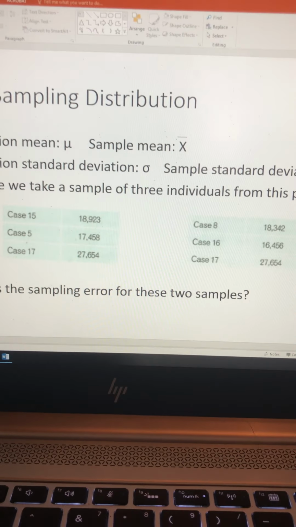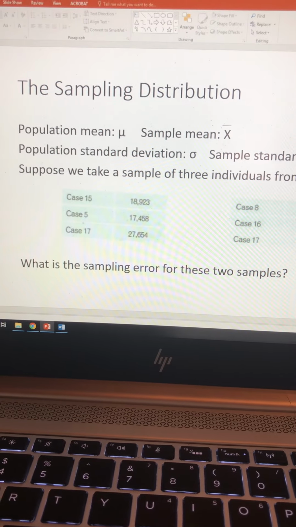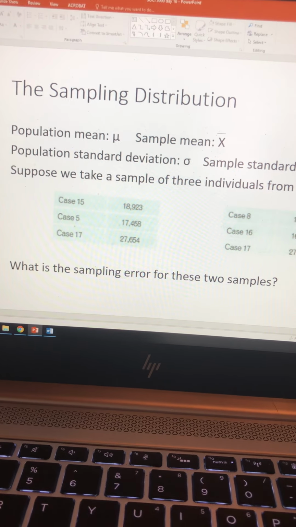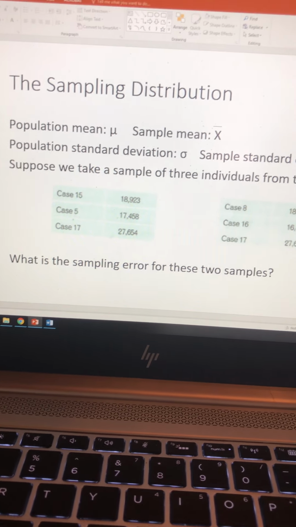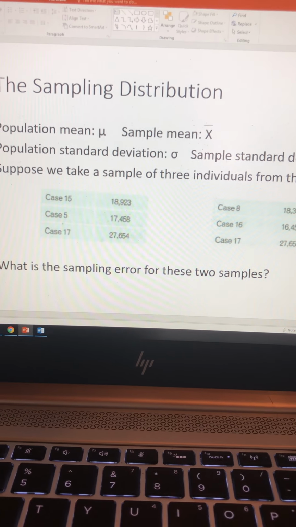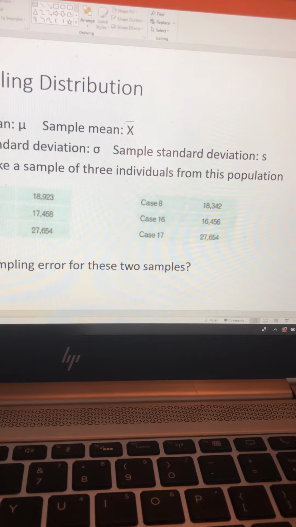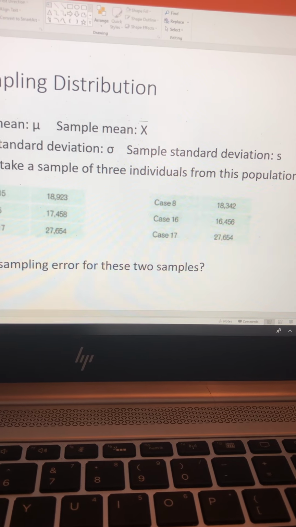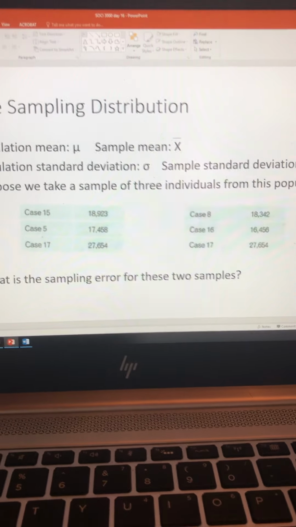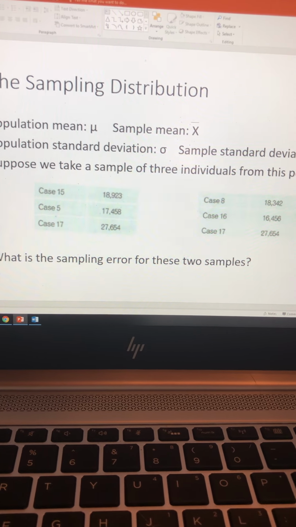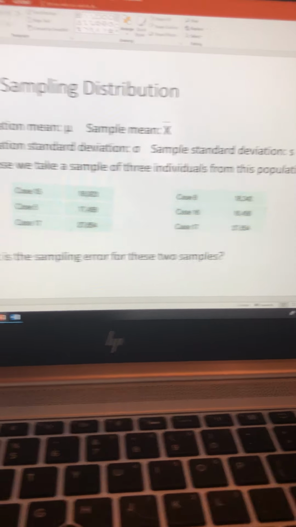Okay, so what am I talking about when I'm talking about the sampling distribution? Well, just to refresh you, population mean versus sample mean, our notation is mu versus X bar. Population standard deviation, sigma; sample standard deviation, S. What's S squared? That's the variance, just as a reminder. That's a little translational piece, but just to refresh you on that.